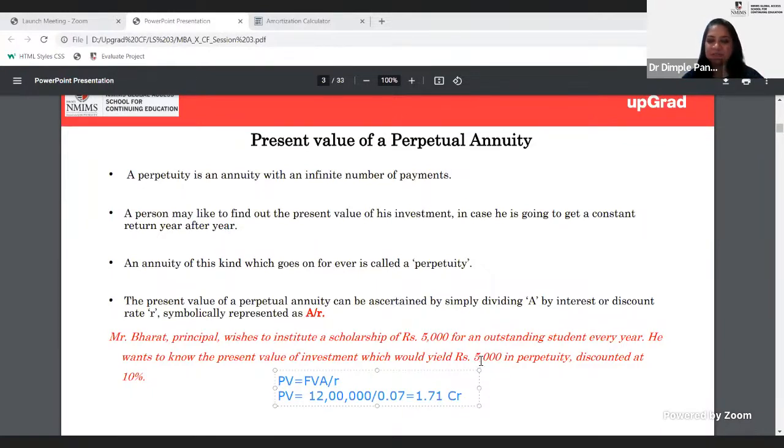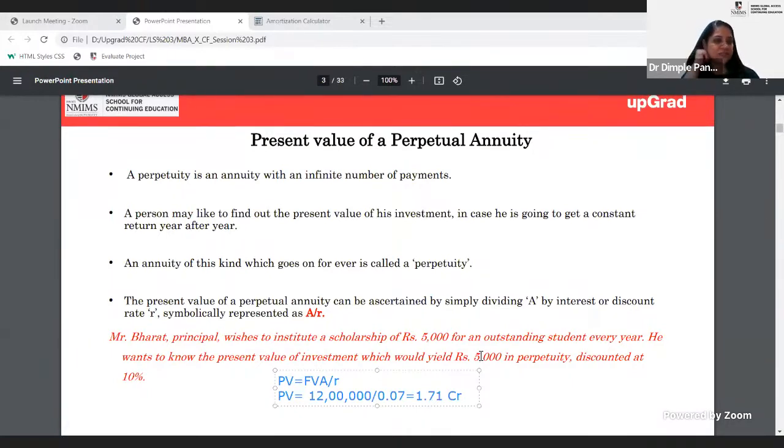Yes, absolutely right, Eunice. And they will also get the compounding benefit because you are giving it to the company at one go, 1.71 crores. They're going to invest that 1.71 crores, and from that they're going to pay you 12 lakhs annually. So definitely they will get a bigger advantage of the compounding, right? As compared to your 12 lakhs.